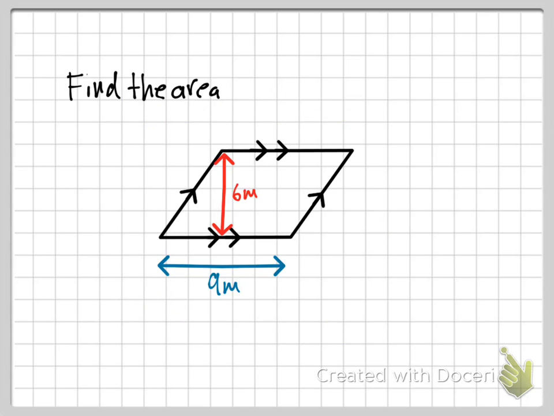For example, let's say we have this parallelogram where the height is 6 and the base is 9 meters. So we just multiply the 6 times the 9, and 6 times 9 is 54. And so the units are meters, and this is an area, so I'm going to say meters squared. And that's how you find the area of a parallelogram.